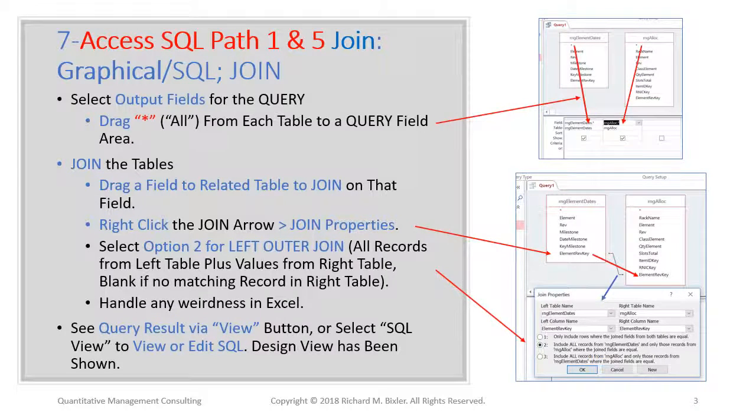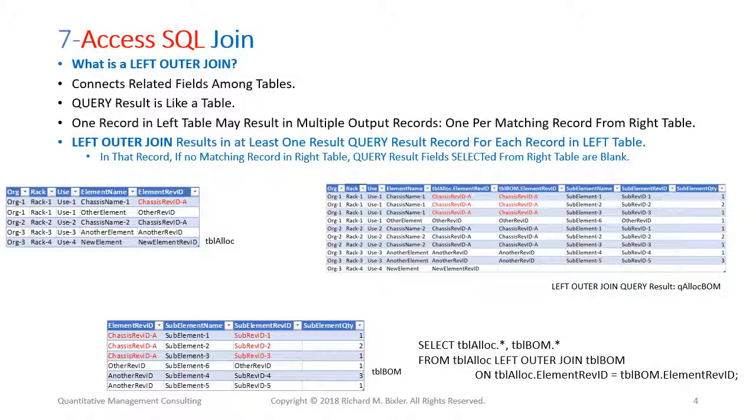Right-click the tab at the top of the design page to close the query. Name the query if asked. I always name a query with a lowercase q prefix. We almost always use a left outer join. So what is a left outer join and why do we use it? Let's step through a join and see what it does.